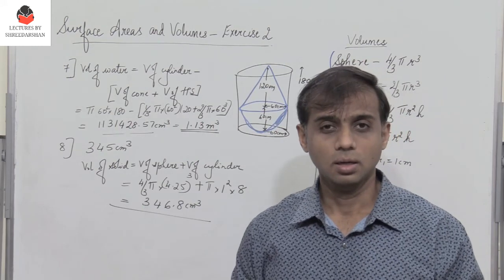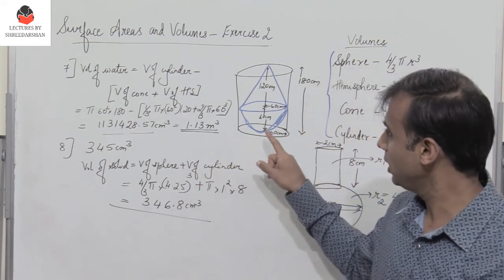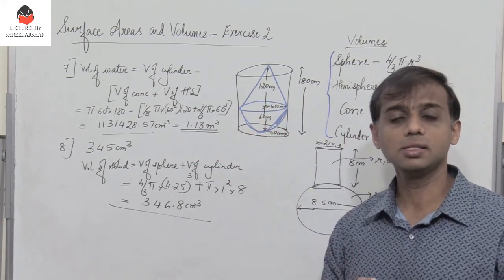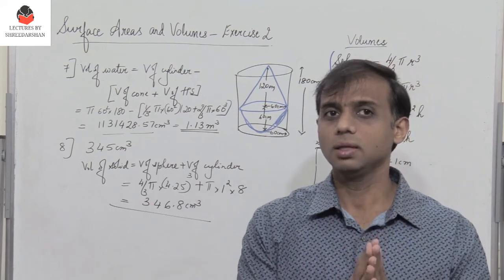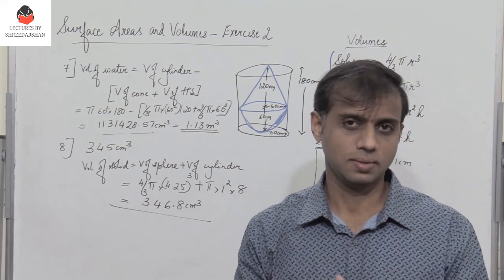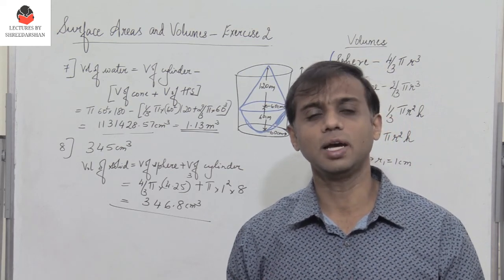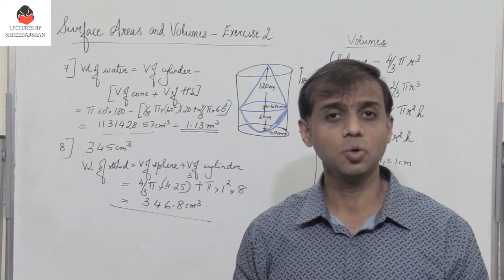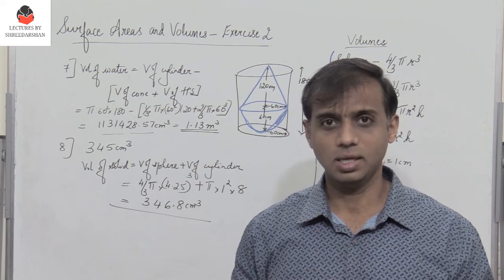The next exercise is even more interesting. Here in this exercise we have only found the volume of different solids, but in the next exercise we consider problems where you have a solid and the shape of the solid is changed, whereas the volume remains the same. So how do we find different values such as radius, height, etc.? It's an even more interesting exercise, and we shall take it up in the next video segment.